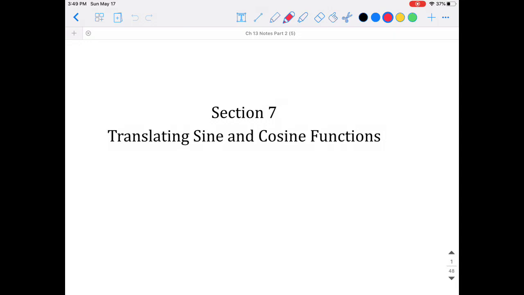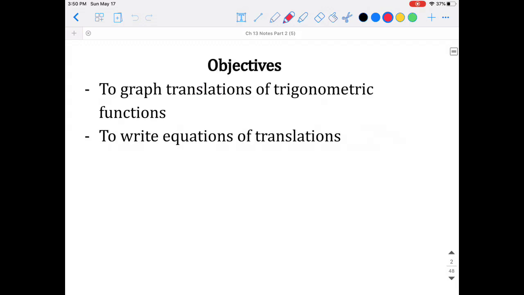Don't worry, we're going to be going back to section 6 after all this, but that test next Wednesday is going to be on graphing. So sine functions, cosine functions, and translating sine and cosine functions. And for this section, our objectives are to graph translations of trigonometric functions and to write equations of translations.